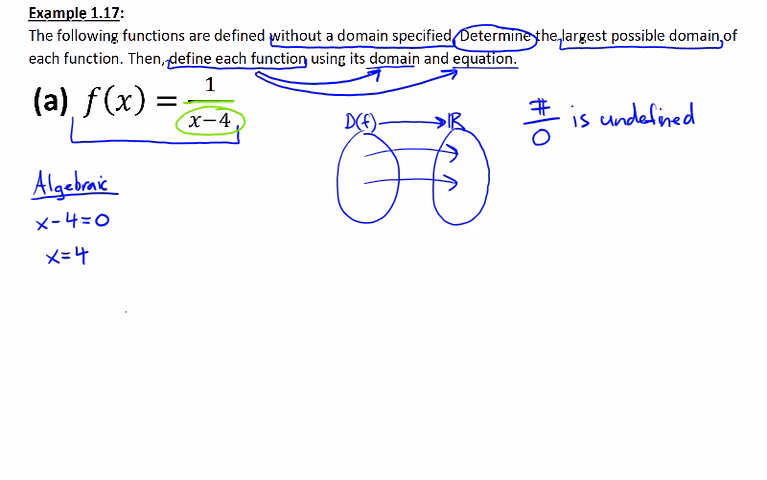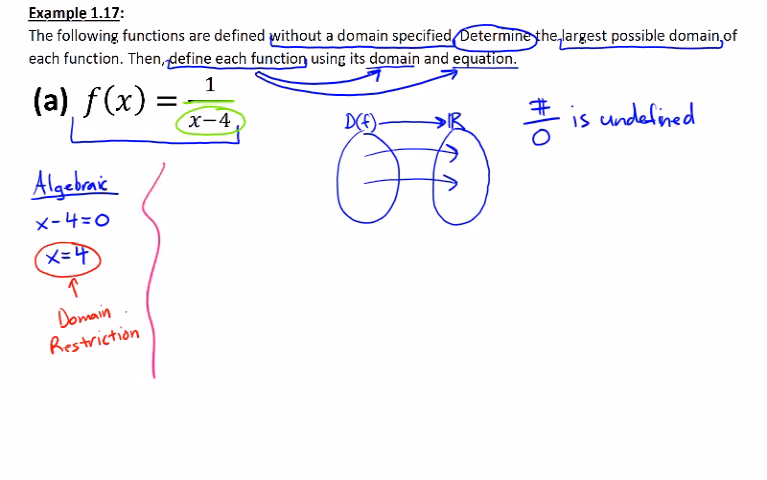And the value x equals 4 is going to be called the domain restriction. So this is not a value that I actually want to include in the domain. It is a value that I want to restrict.